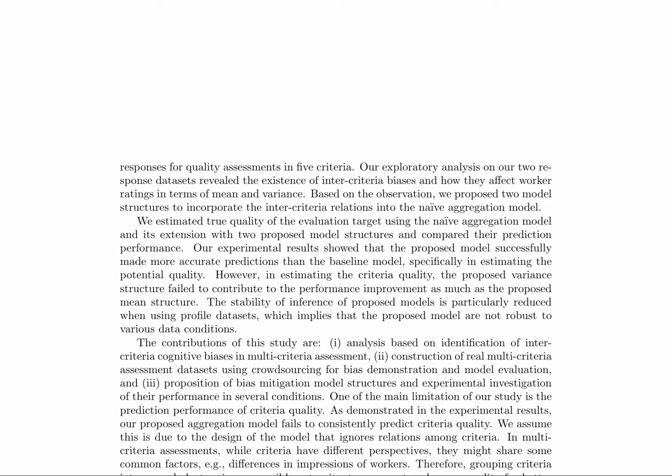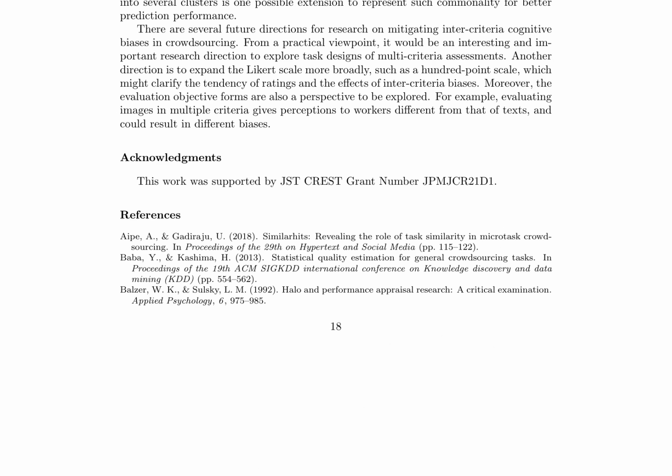The authors estimated the true quality of the evaluation target using the naive aggregation model and its extensions with the two proposed model structures. Experimental results showed that the proposed model made more accurate predictions than the baseline model, especially in estimating potential quality. However, the proposed variance structure failed to contribute significantly to performance improvement in estimating criteria quality.